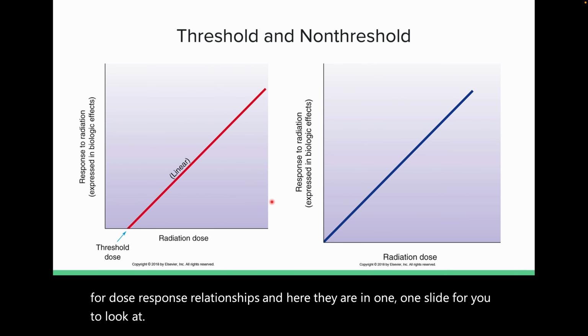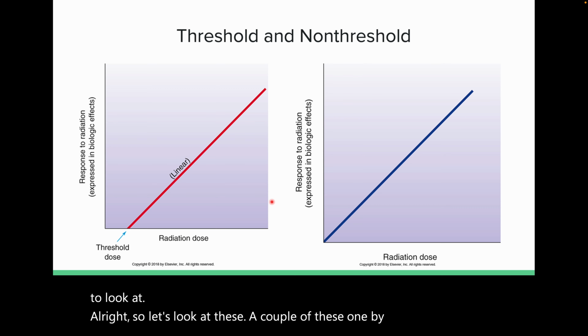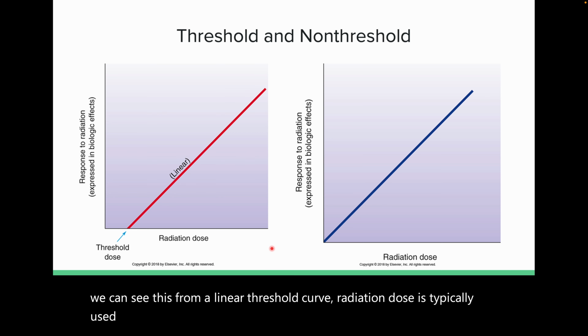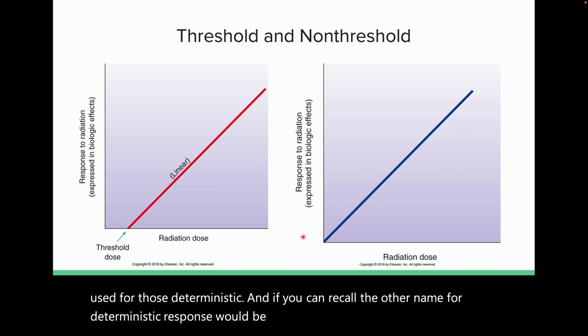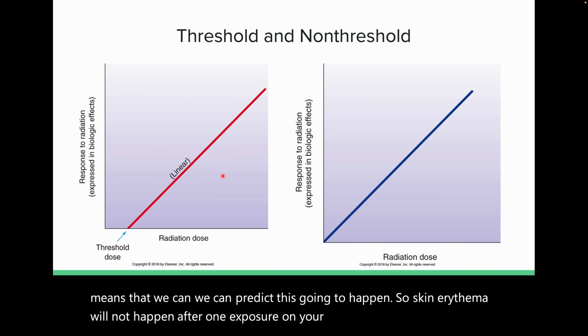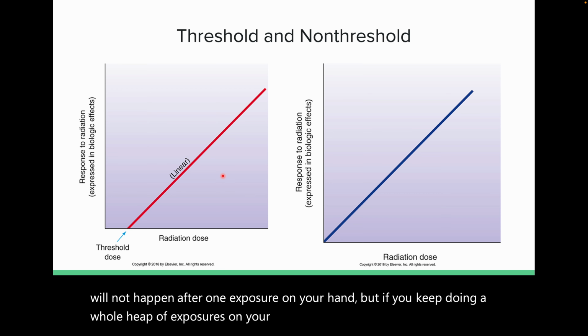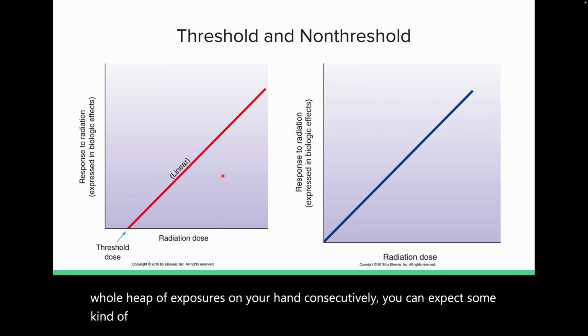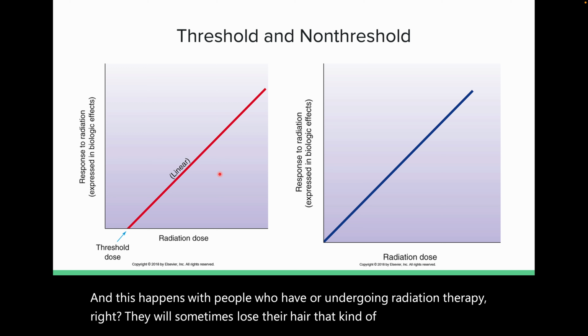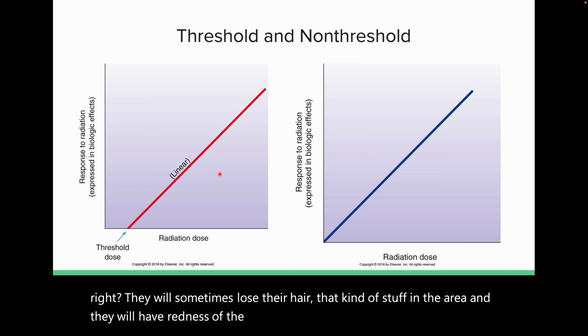All right, so let's look at a couple of these one by one, right? So here we can see a linear threshold curve. Radiation dose is typically used for those deterministic responses, and if you can recall, the other name for deterministic response would be non-stochastic, right? So deterministic just means that we can predict it's going to happen. So skin erythema will not happen after one exposure on your hand. But if you keep doing a whole heap of exposures on your hand consecutively, you can expect some kind of skin redness, probably hair loss. And this happens with people who are undergoing radiation therapy, right? They will sometimes lose their hair in the area, and they will have redness of the skin, right?